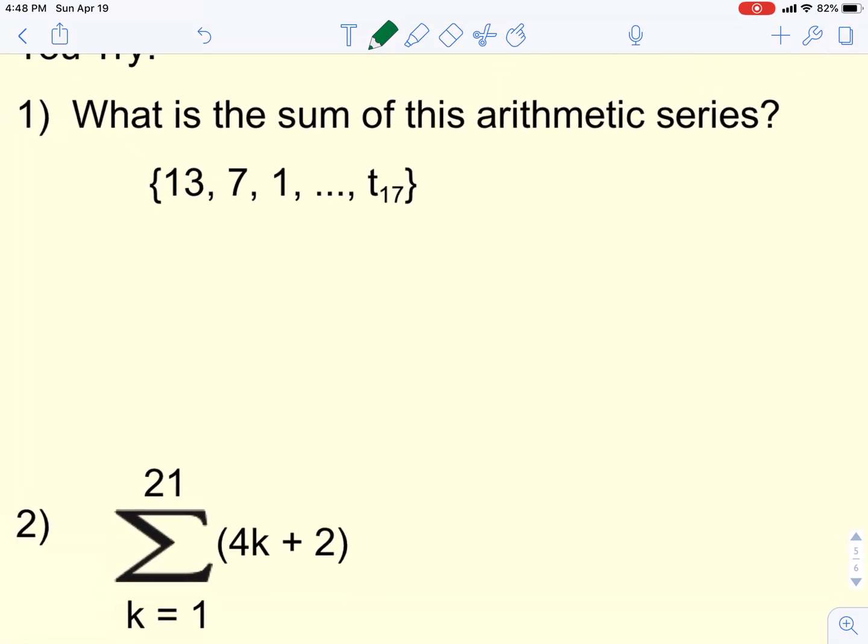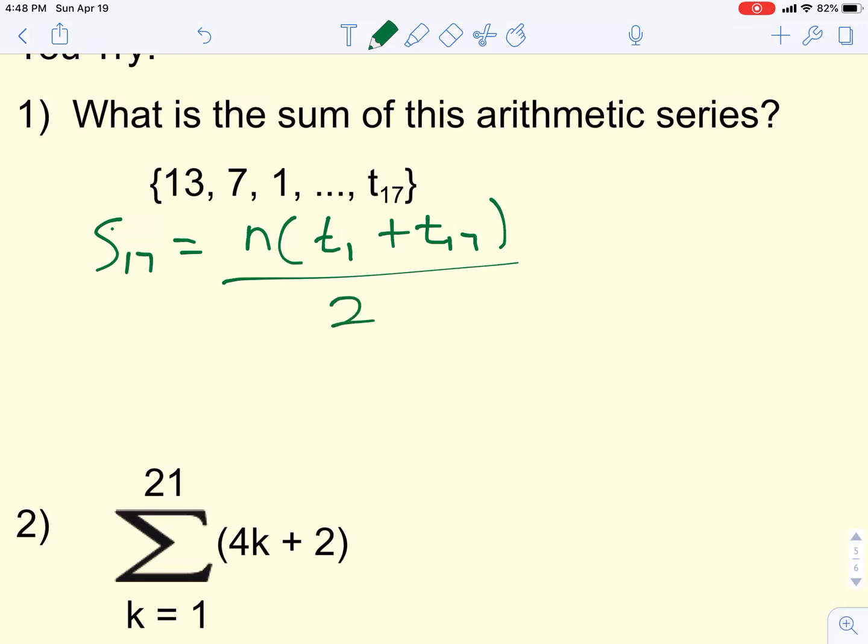Okay, so again, we know there are 17 terms, so we want to find S17. We need to know the first term. We need to know the 17th term. We're going to divide it by 2. So make a note of everything we have. We know N is 17. We know the first term is 13. We don't know the 17th term.